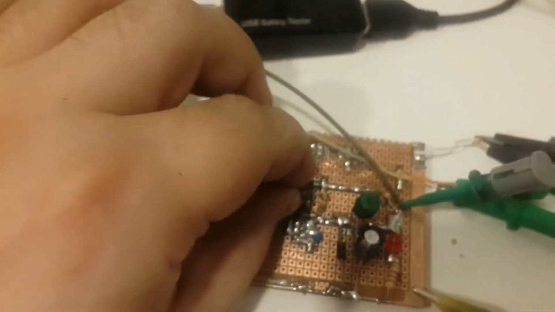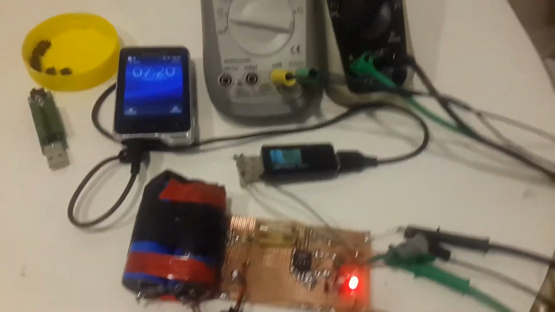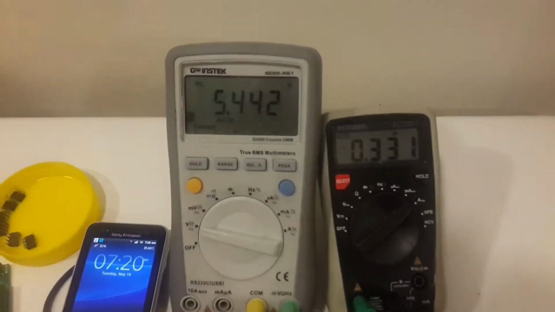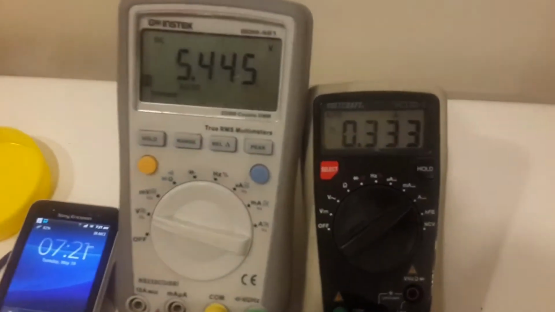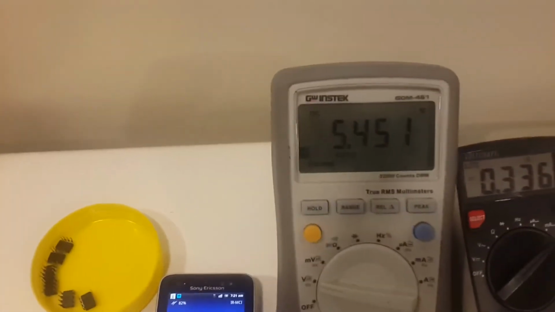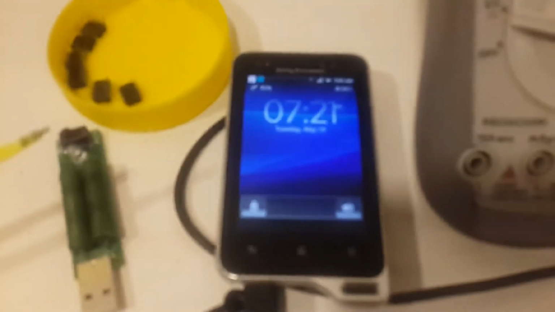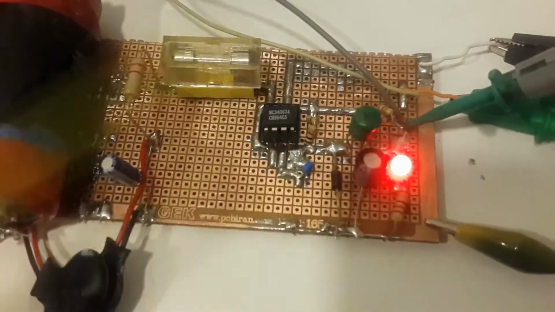Now it's time to test. I will place the IC inside the socket. Very good. As soon as I plug it in, I see the meters. Current is 333. Voltage is stable, 5.4 volts. The mobile phone is charging. The IC is not hot. The LED indicator is on.